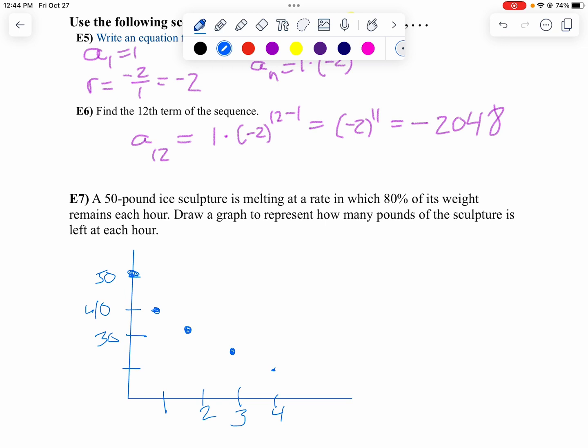See, it's not linear. It's going to start to flatten out around 0 because you can never have a negative amount of ice. But it's going to get slower and slower each time because we're only melting 80% of what's left. And there we have it.